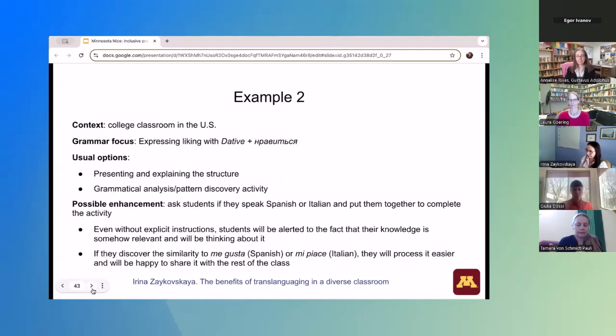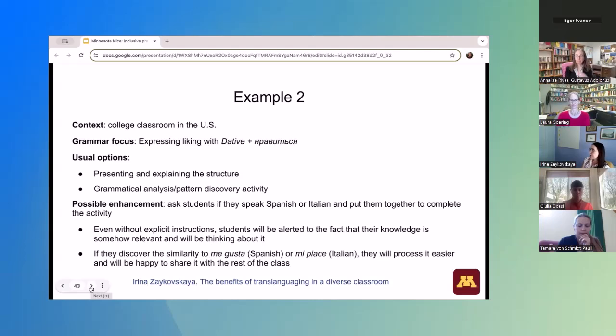Slide, please. Another example is expressing liking with dative and nравится. The usual options are presenting and explaining the structure, or what I like doing, using some grammatical analysis and pattern discovery activity. But I enhance that activity by, for example, asking students if they have any knowledge of Spanish or Italian, and if they do, I put them together to complete the activity.